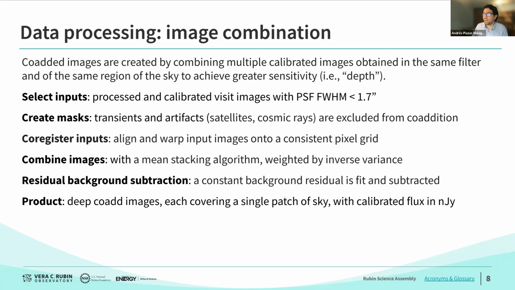So in the end, we end up with deep coadd images, and for every single patch in all the tracts, we have a coadd image. And this image is a calibrated image in physical flux units of nanojanskys.